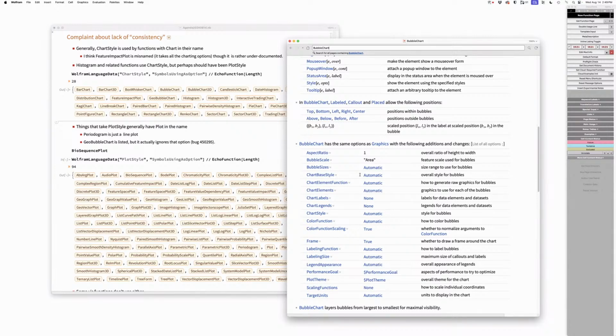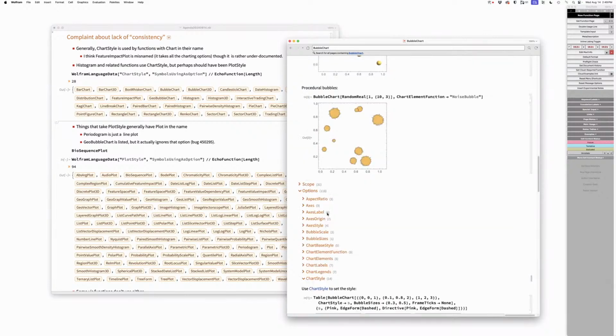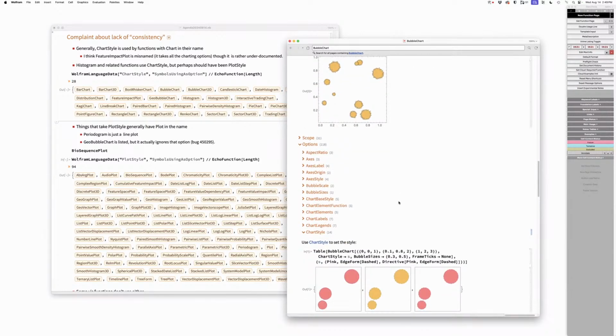So can we look at, I presume that bubble chart has some examples with ChartStyle, which might give us insight. Just scroll a little bit. Same issue. Oh gosh.